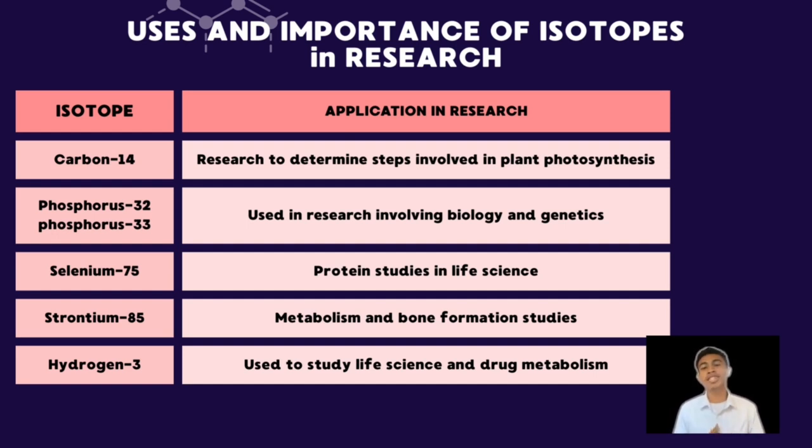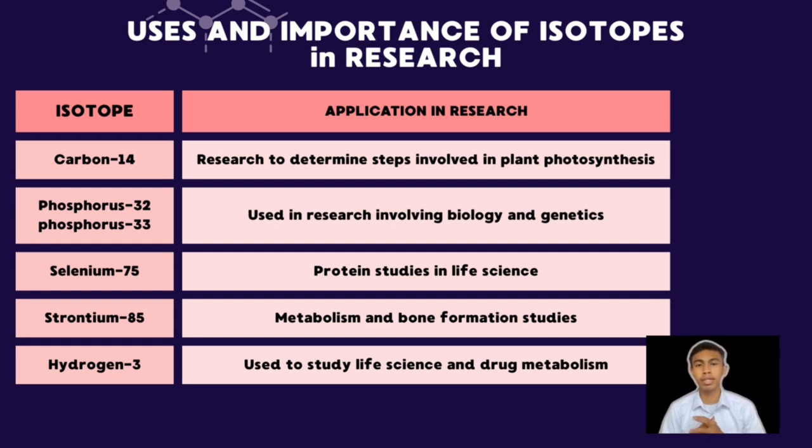Next, phosphorus-32 and phosphorus-33. They are widely used in biology and genetic research. These isotopes help scientists study how cells divide, how DNA functions, and how genes are transferred from one generation to another. Another isotope is selenium-75, which is used in protein studies in life science.